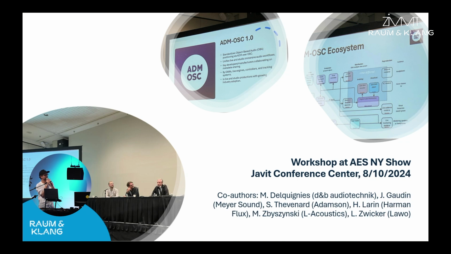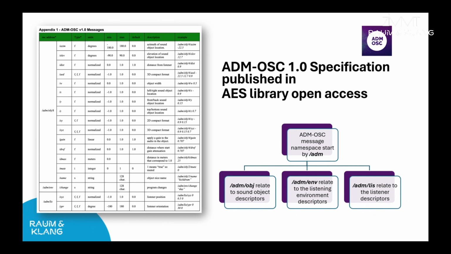The next big step was in October 2024. We had a chance to present this initiative to the AES officially at the New York show. It was also the occasion to do a paper, so it was the first publication of the specification. ADM, we named it ADM-OSC 1.0, which was published in the AES library. It's open access, so you can download it for free. It's not extensive. You see all the commands are there. Everything, of course, is public and open, and everybody can use it.